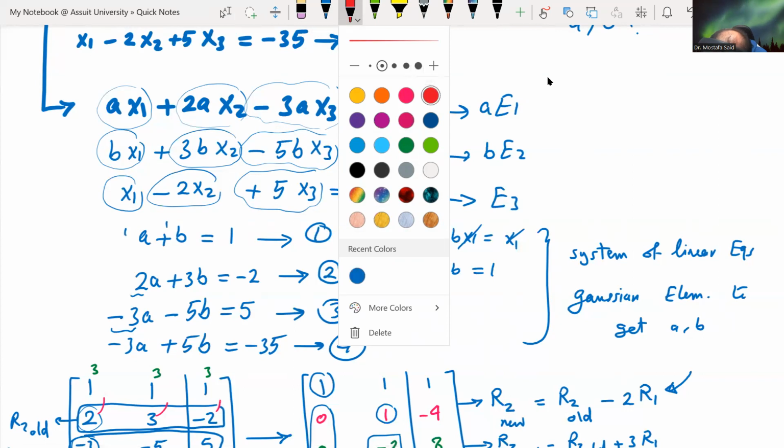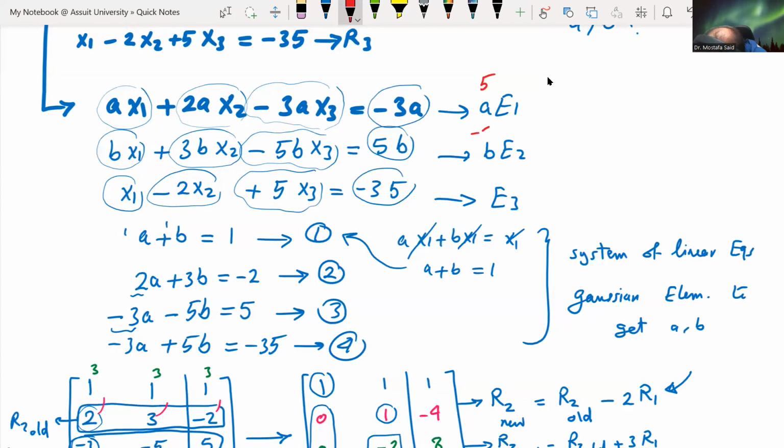So A is 5 and B is -4. Let's do that. 5 times equation 1: 5x1 plus 10x2 minus 15x3 equal to -50. Good. That's 5 multiplied by equation 1. Let's now multiply equation 2 by -4.